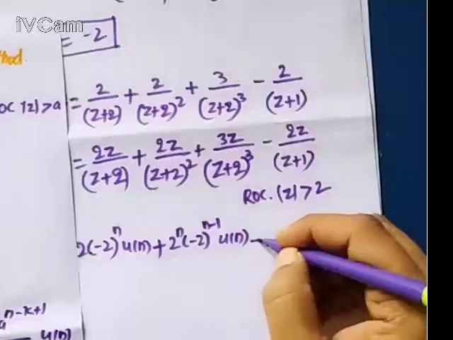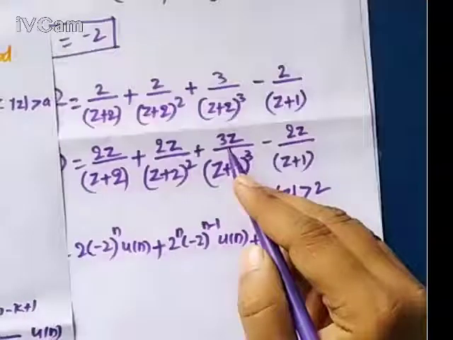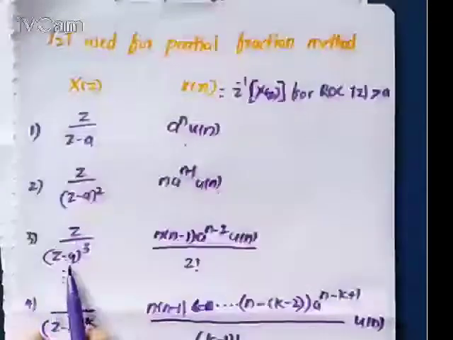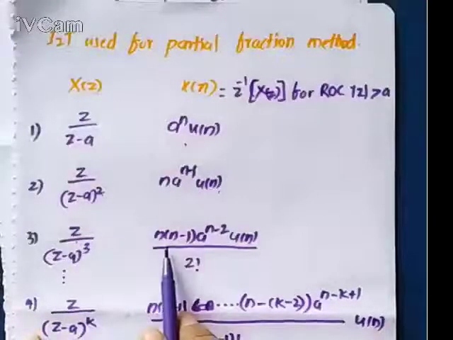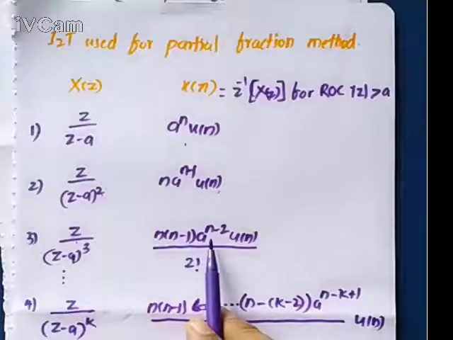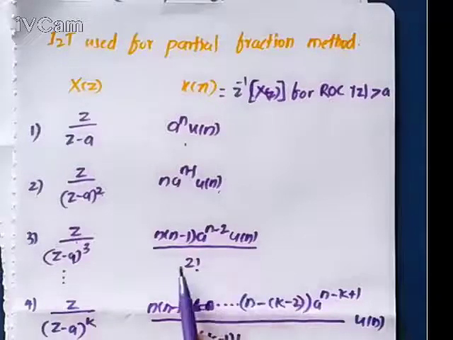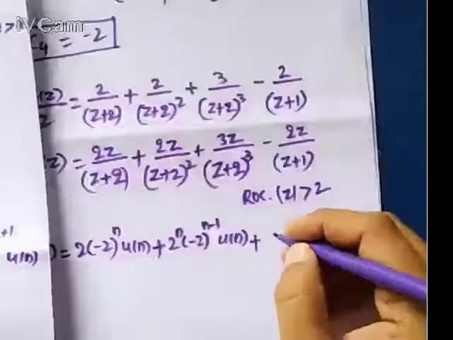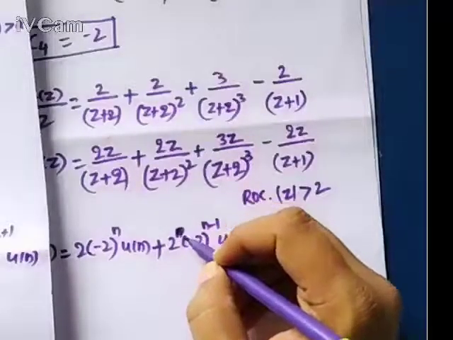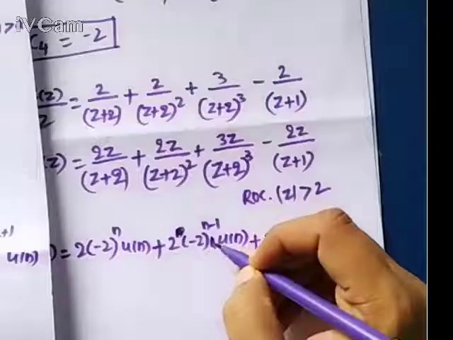Okay, then the third term is 3z upon z plus 2 cube. For z by z minus a cube, what will be there? n into n minus 1 a power n minus 2 u of n divided by 2 factorial. So we will write the same thing here: 3 into, this is not 2 to the power of n, don't make the mistake here, I will write this n here.